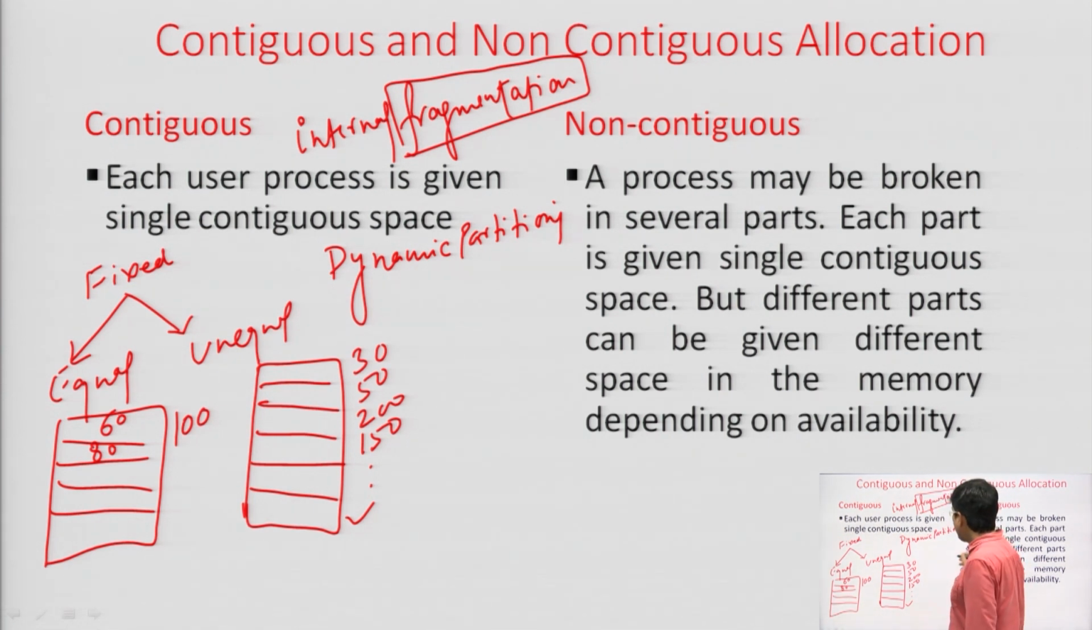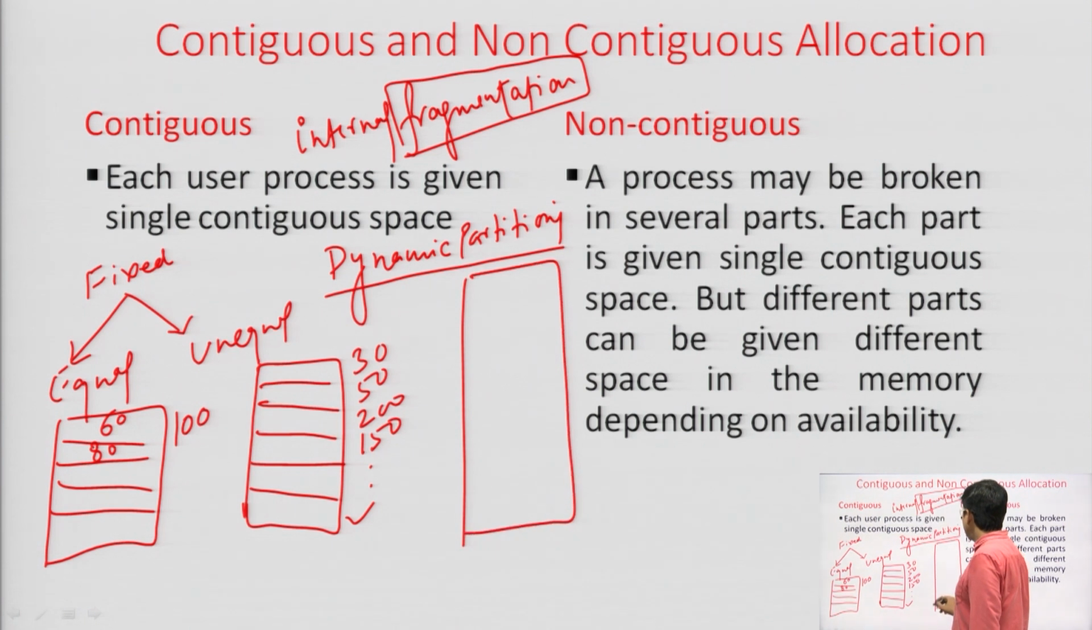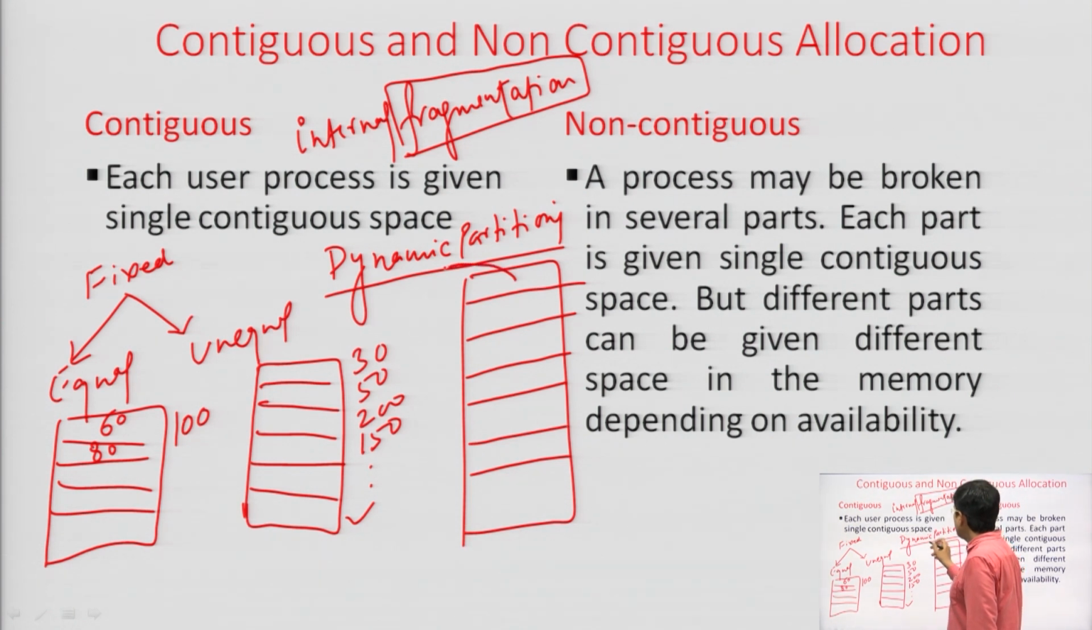In the dynamic partitioning scheme, we have a lot of space, and a lot of processes are allocated to the main memory depending on the requirement. When a process exits, a hole is created, and when a process comes, a process goes, another process comes, another process goes, a lot of holes are created. Since a lot of holes are getting created, it means we have a lot of fragmented space in the main memory.